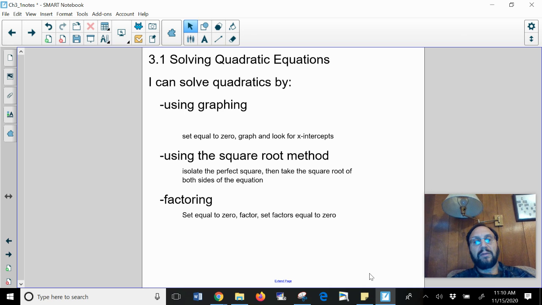In the beginning of chapter 3, we're going to learn how to solve quadratic equations in different methods. I'm going to have 3 little videos showing each one of these methods: solving by graphing, solving using the square root method, and solving by factoring. The first one is solving by graphing.